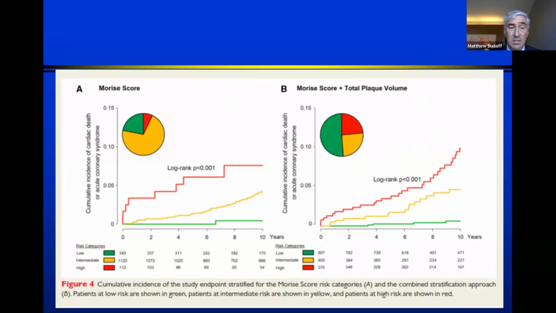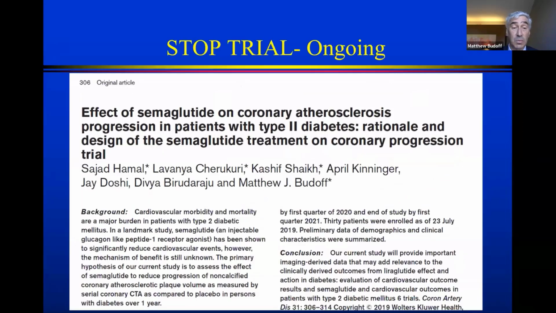It can also be added to the Morise score. Here on the left is the score by itself. On the right is adding total plaque volume, and you can see better plaque risk assessment.